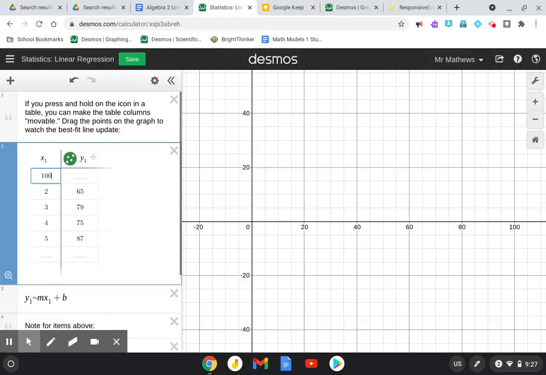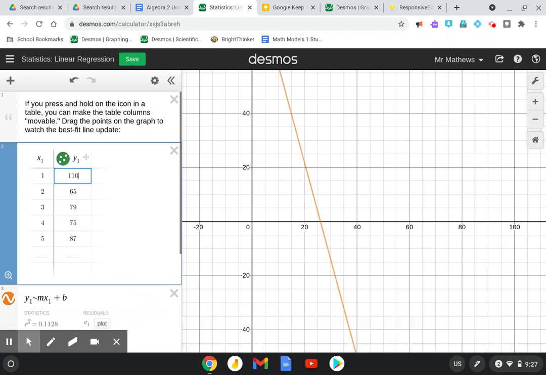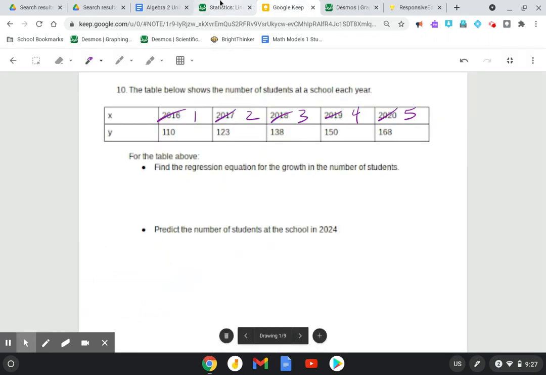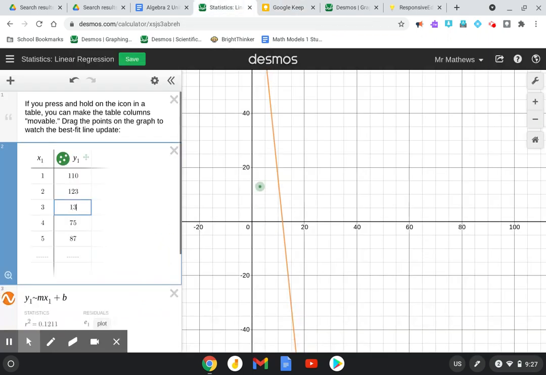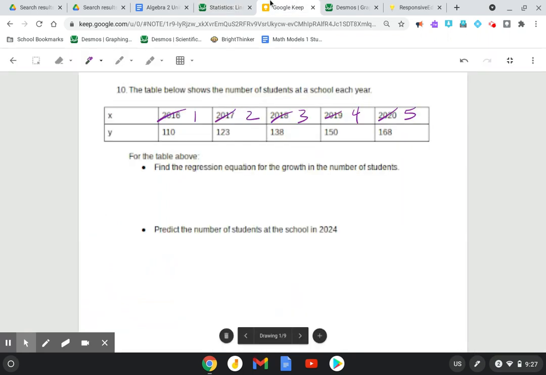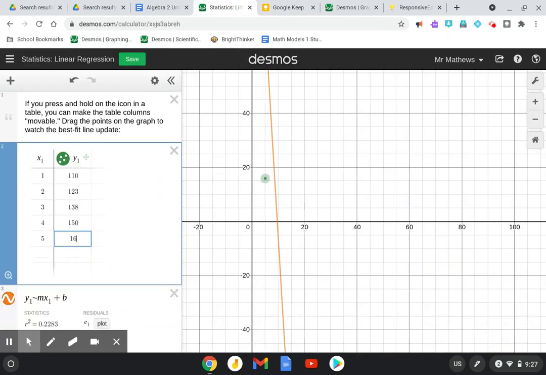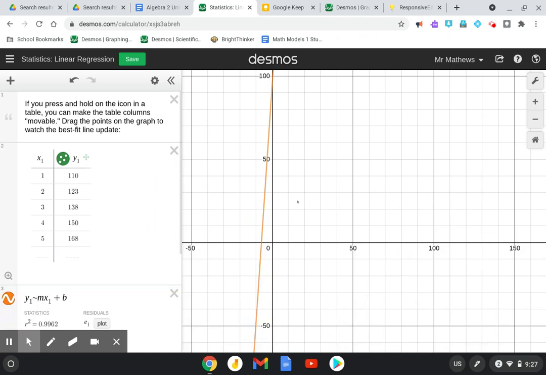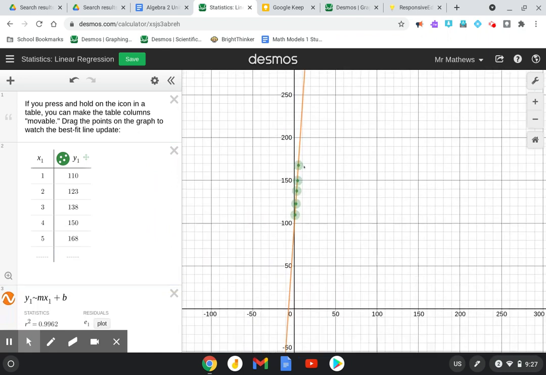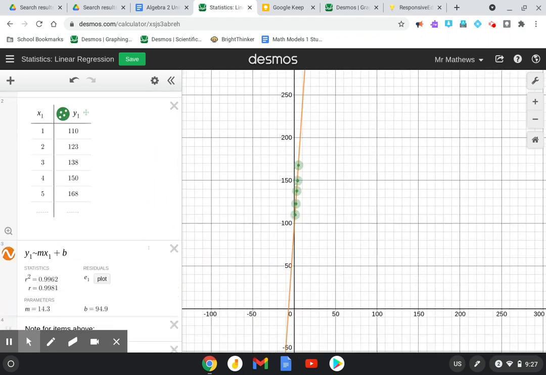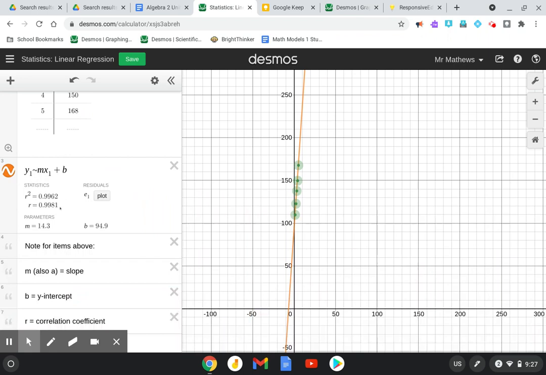110, 123, 138, 150, and 168. We have our graph. You can see it kind of goes off a little bit, but now if we zoom out, we can see our points. We see that has high correlation. And then we have our parameters for M and B. And this is kind of the key piece that we're looking for. So that's my M and my B.